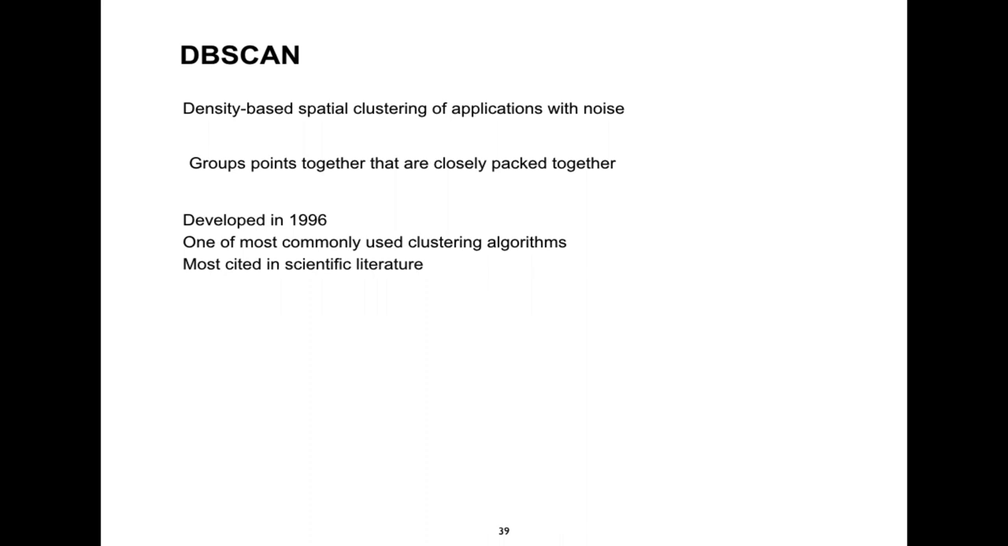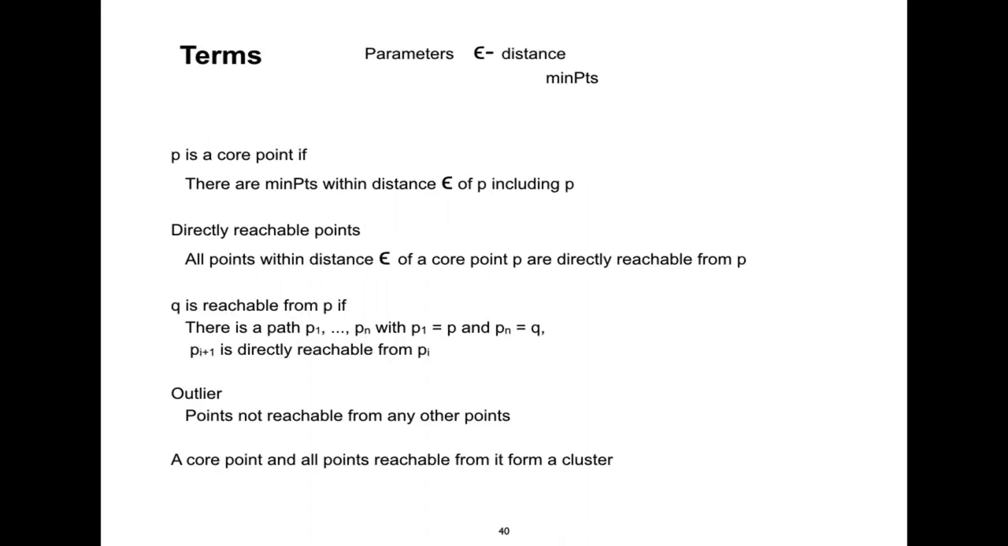DBSCAN works on a completely different process than k-means. It looks for groups that are tightly packed together. It's not quite as easy to explain as k-means. K-means is pretty straightforward. So we've got several parameters.